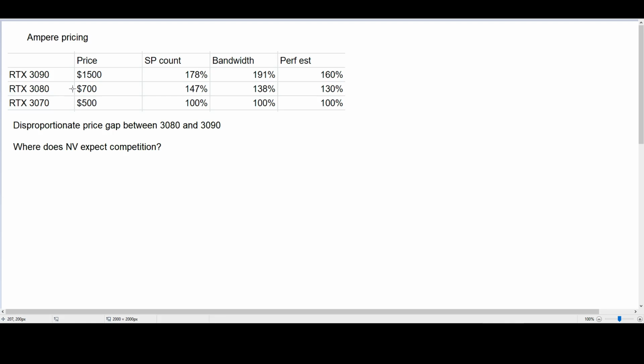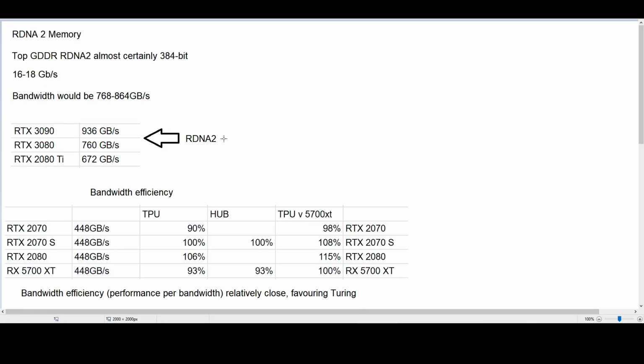So let's look then at the memory bandwidth. For the top RDNA 2 card, I'd expect almost certainly a 384-bit card. 512-bit is just a disgusting mess. The PCBs end up stupidly overcomplicated, and you already have to do a lot of work with GDDR6 to manage the absurdly high data rates that you need on the data bus. So I'd expect 384 bits and then 16 to 18 gigabit per second on each lane. That would give us a bandwidth of 768 to 864 gigabytes per second.